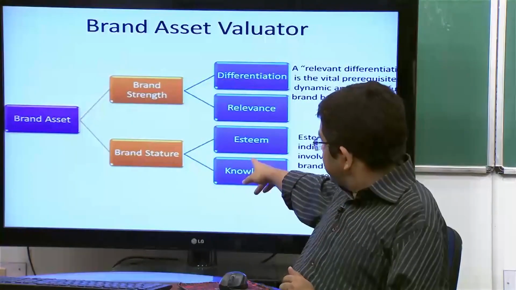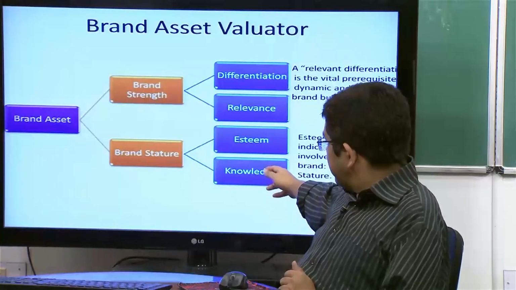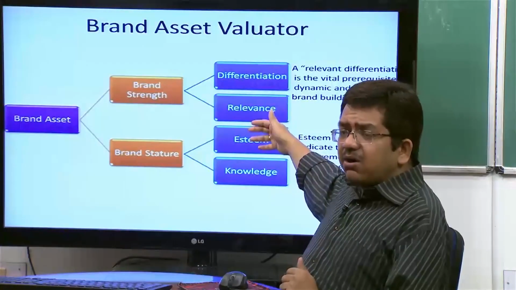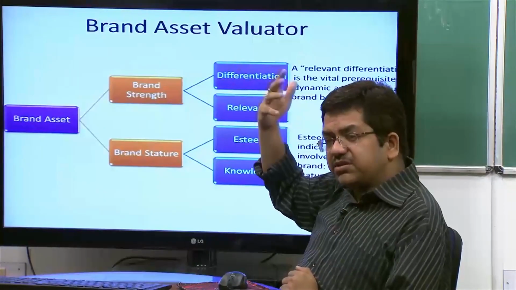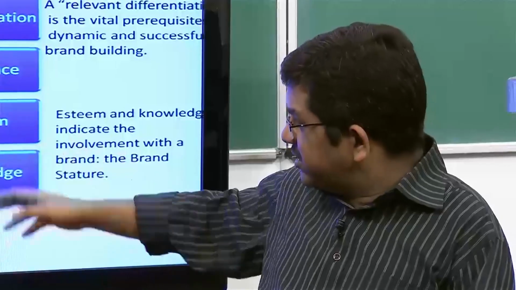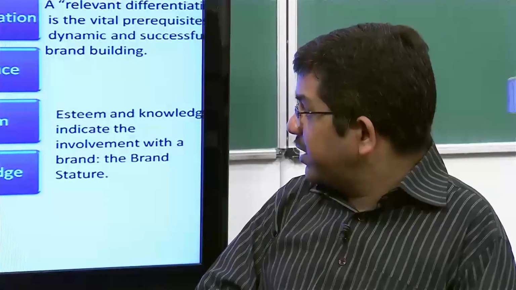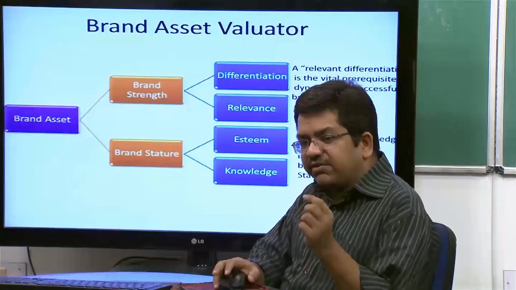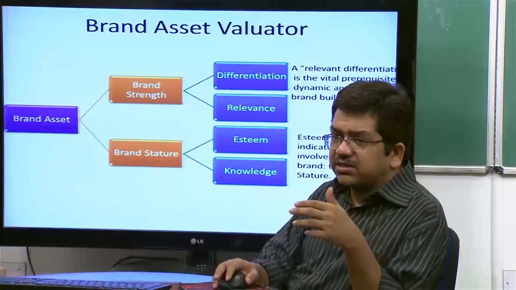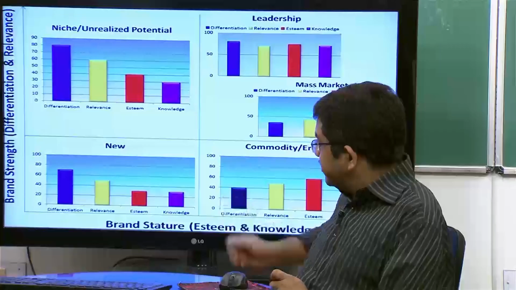And then you have the brand stature. Now this brand stature has two sub dimensions, esteem and knowledge. Esteem is about how the customer perceives you, I mean the sort of respect or the certain kind of feelings that come to mind. And knowledge is the information that you hold about that particular brand. Now when we look into the brand strength and the brand stature, we can get brands mapped on a two dimensional map, and any brand can be placed on this map.